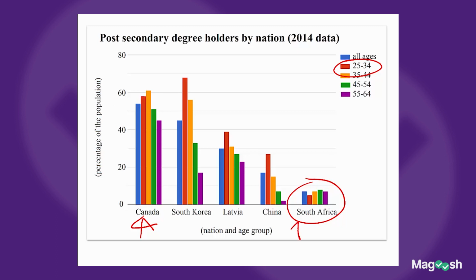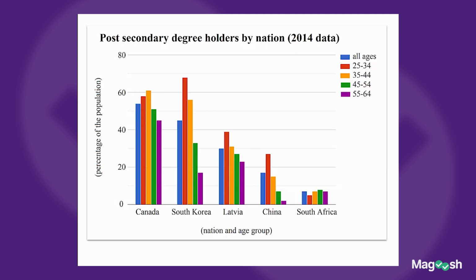And South Africa is once again the exception there, but if we look at this purple group across the different countries, we would probably want to note in our response that this age group has the lowest number of post-secondary degree holders. Okay, so looking for highs and lows. But both charts show some notable trends. In general, the first chart shows that the percentage of degree holders decreases as age range decreases.